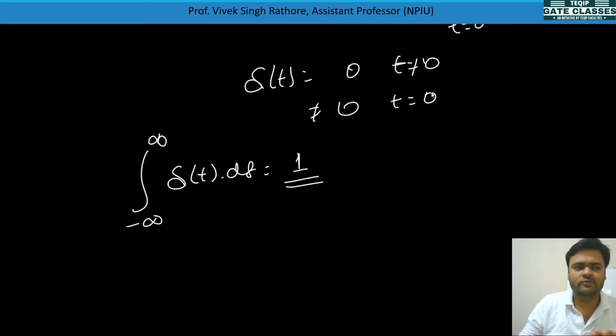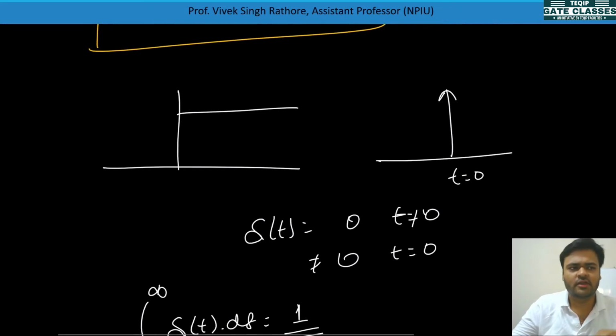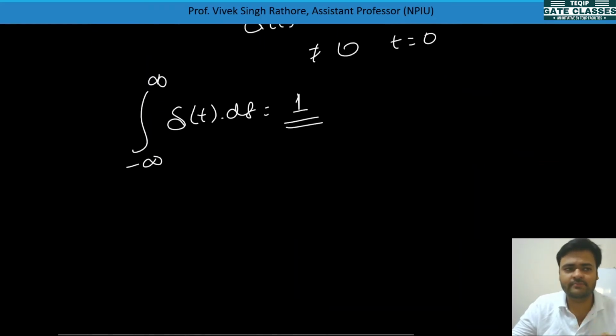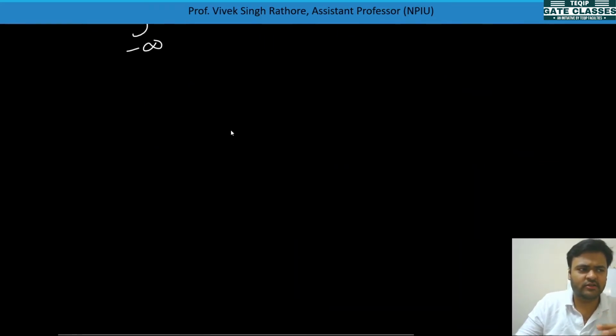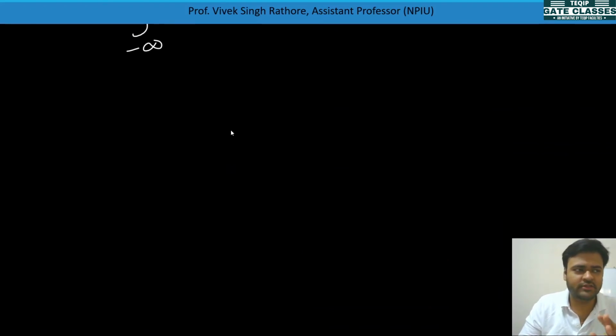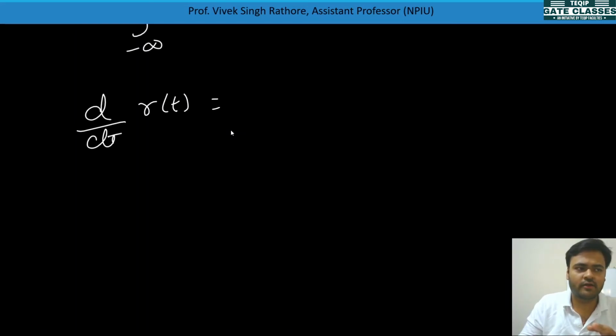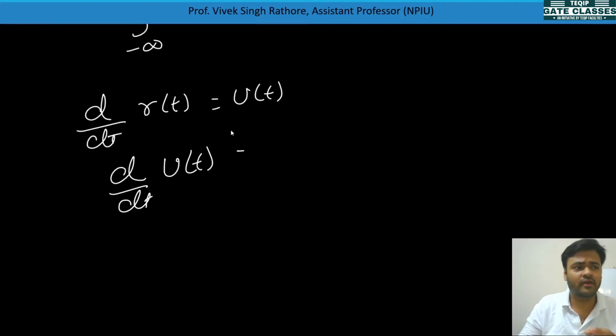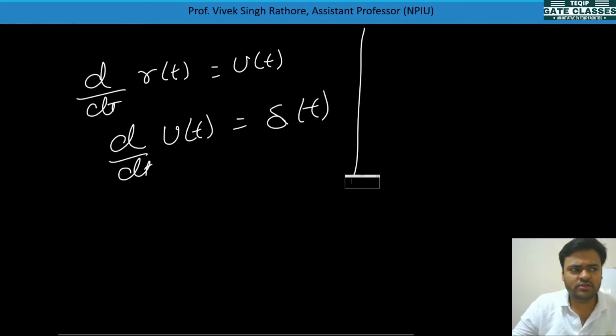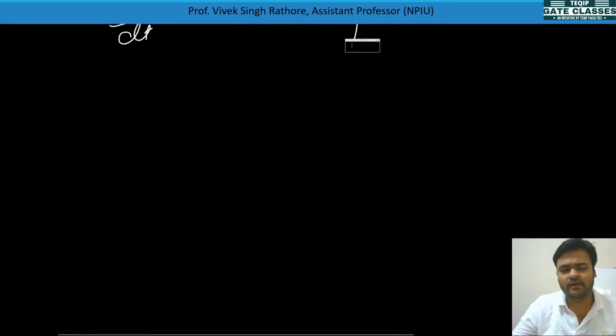Okay, so here what we get is, when we integrate our unit impulse signal, you will get a step signal. So there is a link between all these signals. If you do d by dt of r(t), you will get a unit step signal, but when you do d by dt of the unit step signal, you will get an impulse signal. So there is a relation between them. Okay, you need to see this. Many questions are asked on these relations.